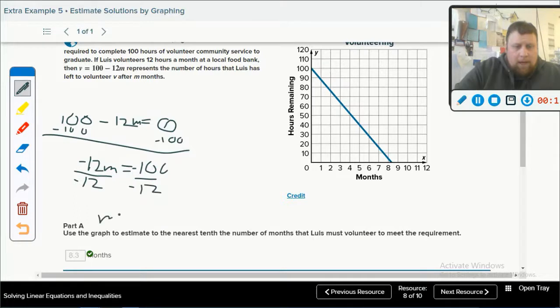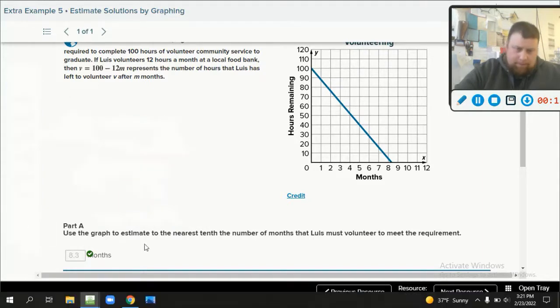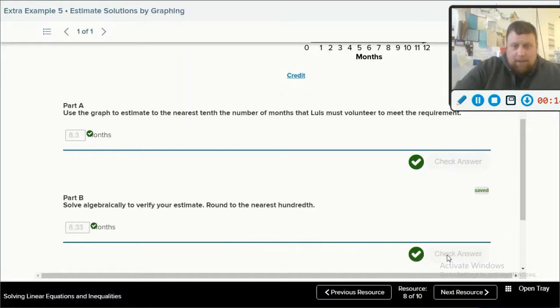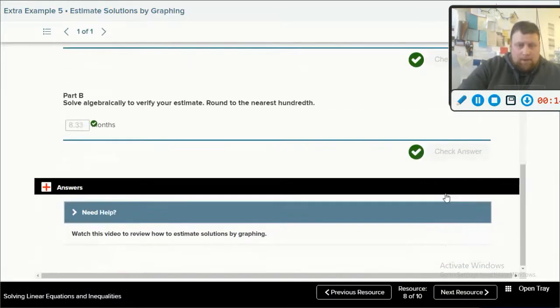What do we get? Our m equals, let's see how we did rounded to the nearest tenths. Negative 100 divided by 12 is about 8.3. Look at that, I was right, y'all. First time through. So it comes out to 8.3. Again, write that down, record it. Oh, it said 100, so that'd be 8.33. And there we go. Awesome. Good job.